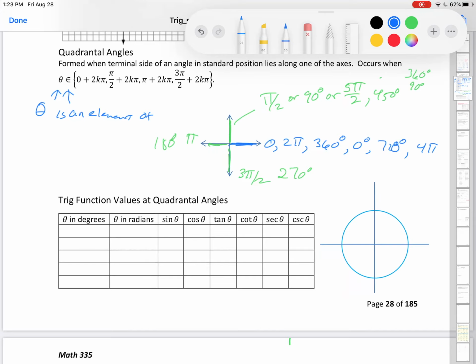It's not necessarily hard. So what are the quadrantal angles? Well, 0 degrees would be right on that line. 90 degrees. Let me move this up so it's not so crazy.